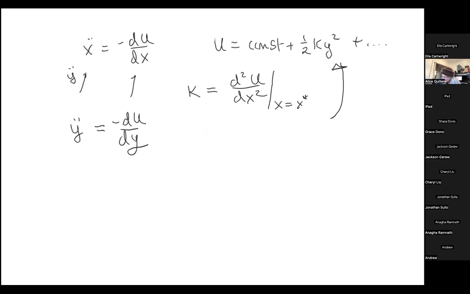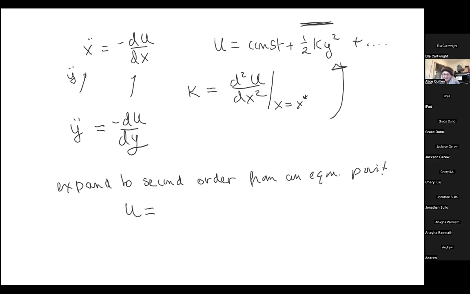So notice u looks just like a harmonic oscillator. When you expand to second order, so second order means from the distance from the equilibrium point, then what you get is a quadratic function.